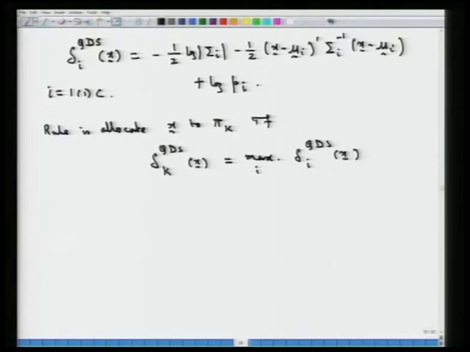Now it may be noted that when we say the rule is to allocate x to pi k if the quadratic discriminant score for the kth population is the maximum among all such scores, a few quantities here are actually unknown. The mu_i terms and the sigma_i matrices, or sigma_i inverse, are in general not known to us. So how do we implement this for given data? Given a learning sample, remember that we had talked about the learning sample.